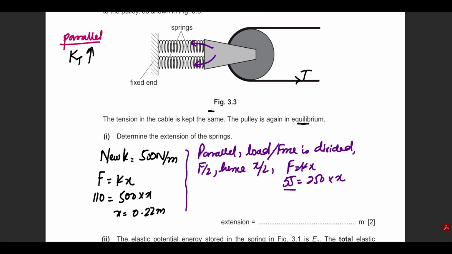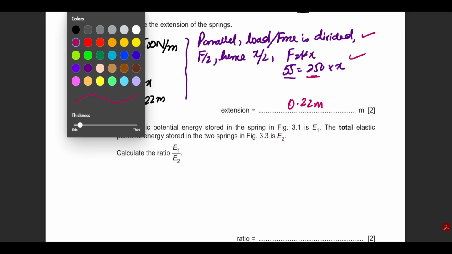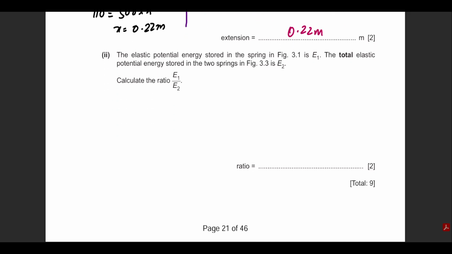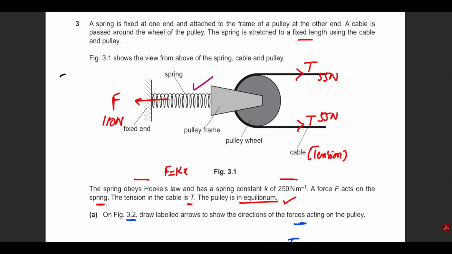Because we're talking about this in terms of a single spring, the spring constant is 250. We're dealing with a standard case. This also will produce the result of 0.22 meters. It's a statement and an explanation in terms of mathematics, but it's completely fine. The elastic potential energy in figure 3.1 is E1. So in this case, the elastic potential energy is E1.